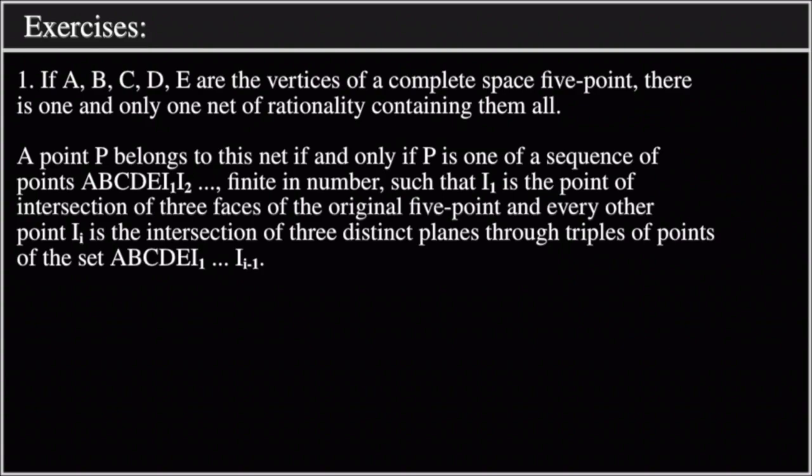finite in number, such that I1 is a point of intersection of three faces of the original 5-point, and every other point I sub i is the intersection of three distinct planes through triples of points of the set A, B, C, D, E, I sub 1, ..., I sub i minus 1.